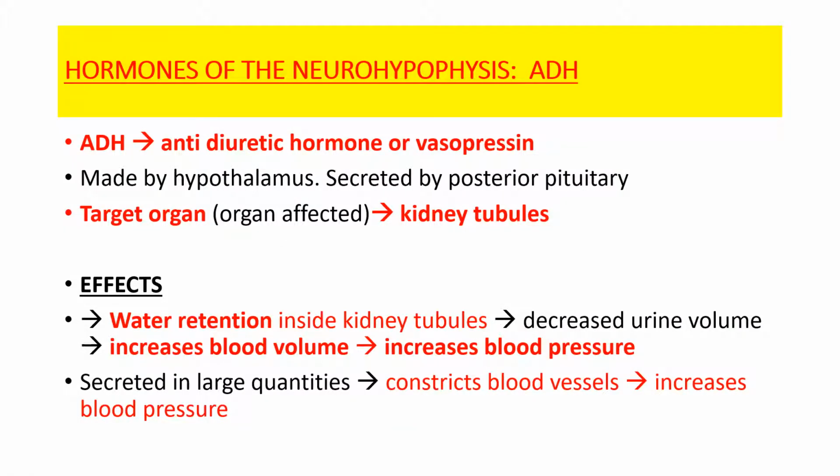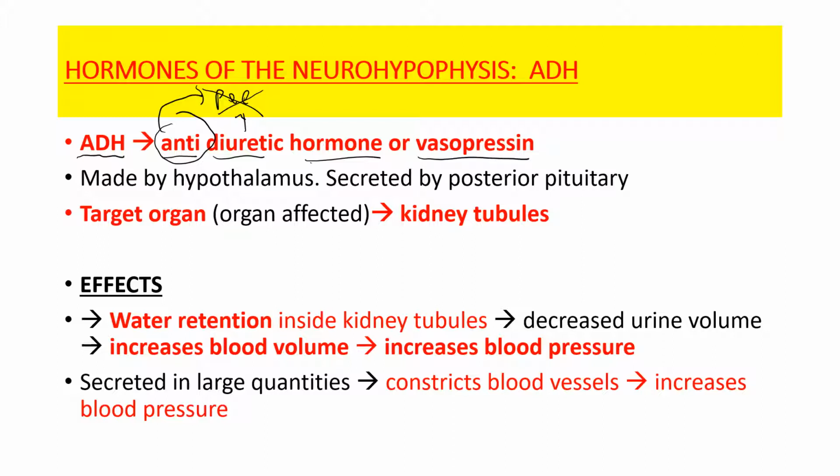The most important hormone secreted by the posterior pituitary is the ADH hormone. ADH stands for anti-diuretic hormone. Anti means against. Diuretic is a substance that makes us pee, create urine. Anti will mean a substance that retains water and prevents us from secreting urine.